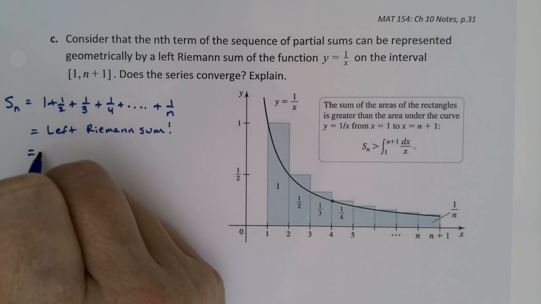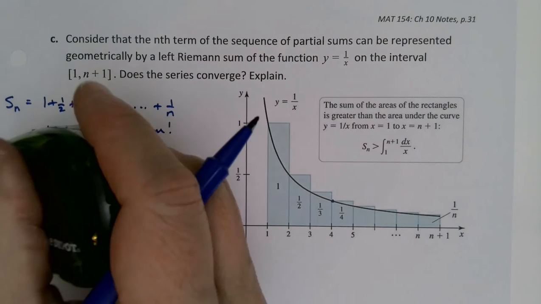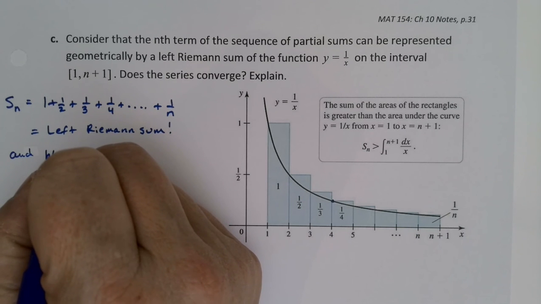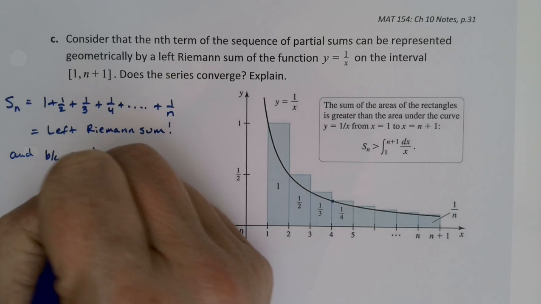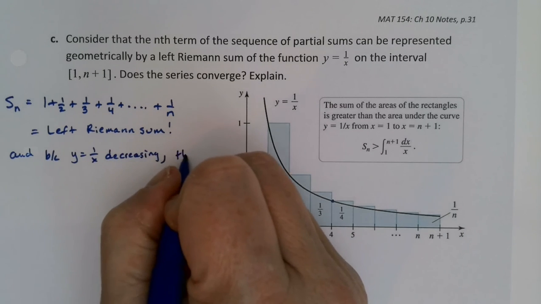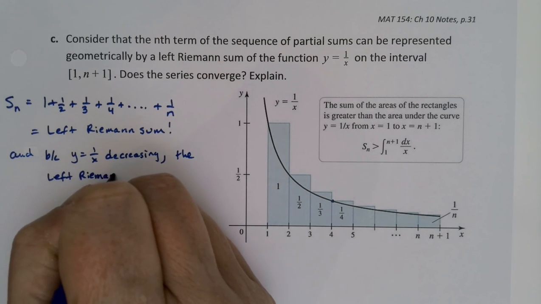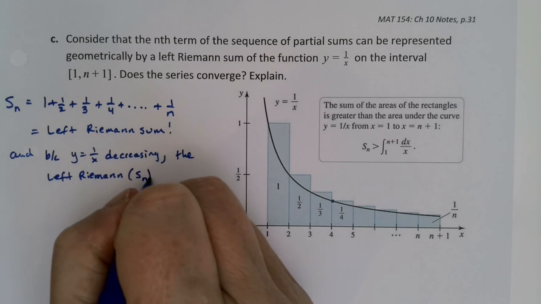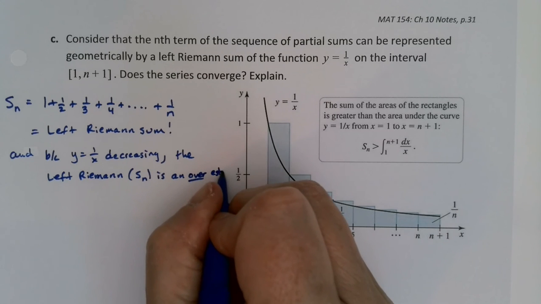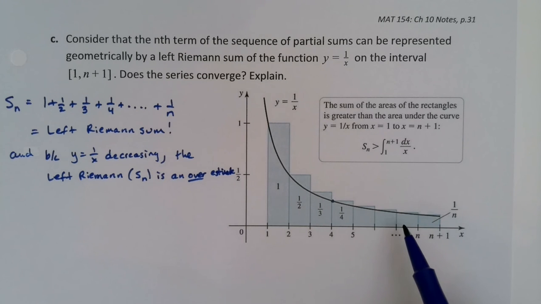Now, because 1 over x is decreasing, the Riemann sum is an overestimate. Let me just write that down. Because the left Riemann sum is an overestimate, because y equals 1 over x is decreasing constantly, the left Riemann sum, i.e. the partial sums, is an overestimate. You can see it in the graph. The rectangles are larger than the graph itself.